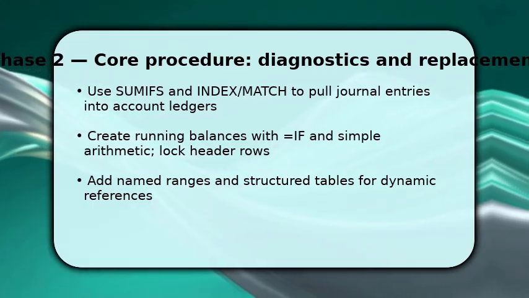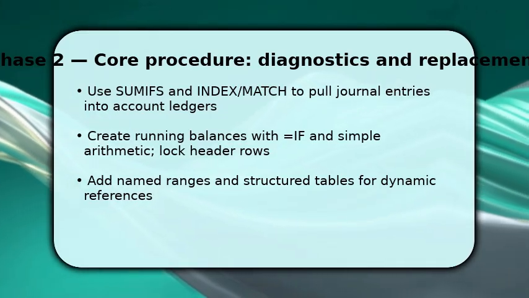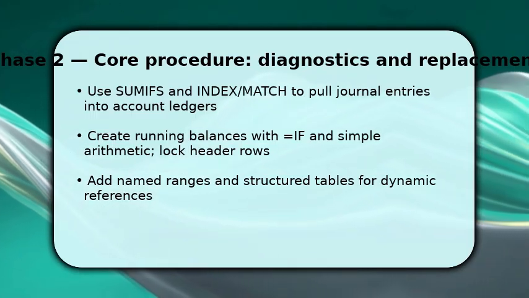Once linked, construct a running balance column using an IF that checks for debit versus credit and then adds or subtracts. Anchor your references to keep balances intact when sorting.